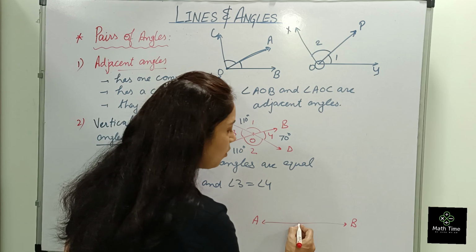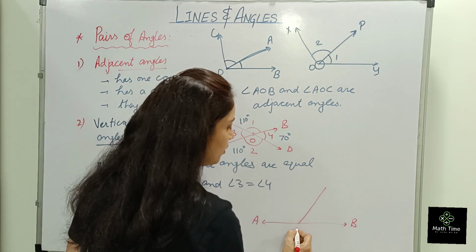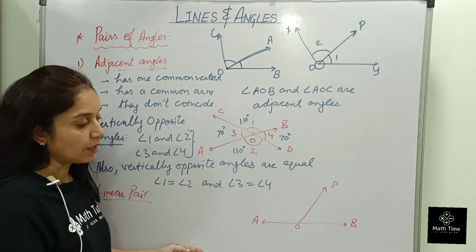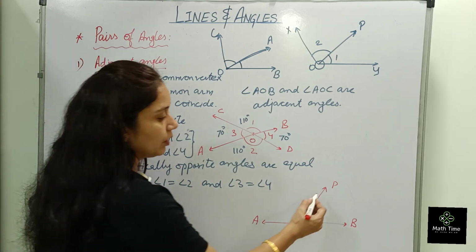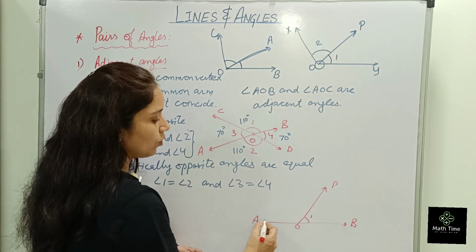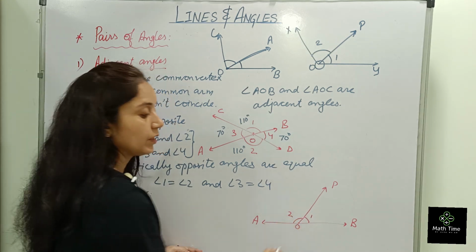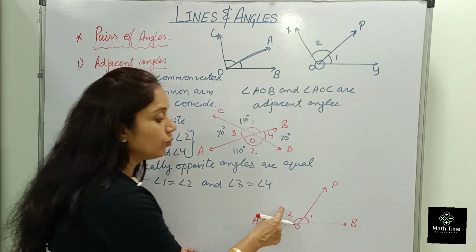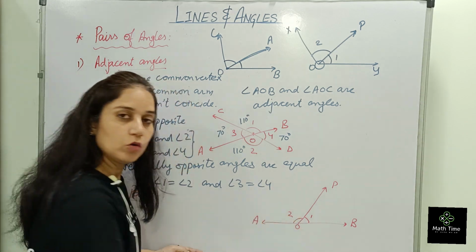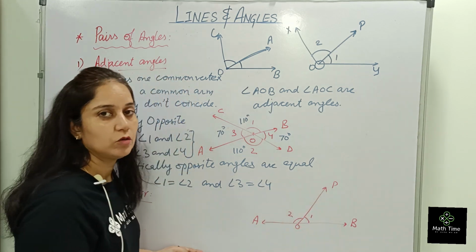Another ray falling on it, let us say OP ray is falling on AB. Now also two angles are formed. POB is one angle, POA is second angle. Now in this figure, when two angles are formed, they are also adjacent only. Look, O is the common vertex, OP is the common arm.